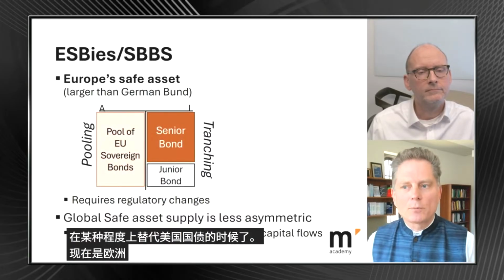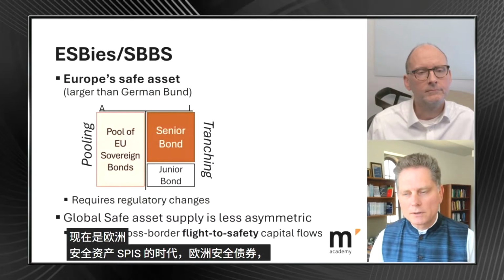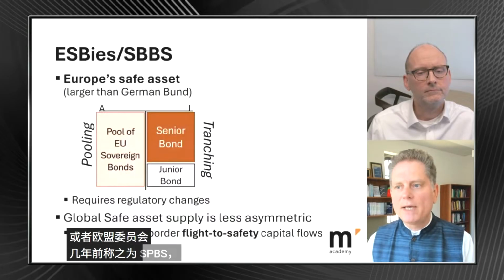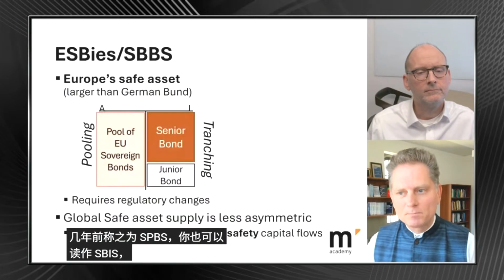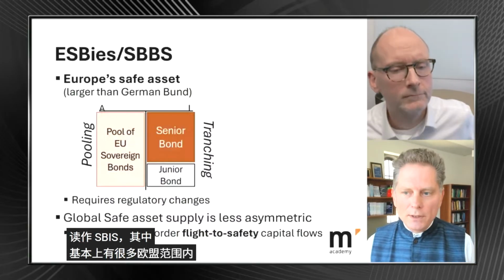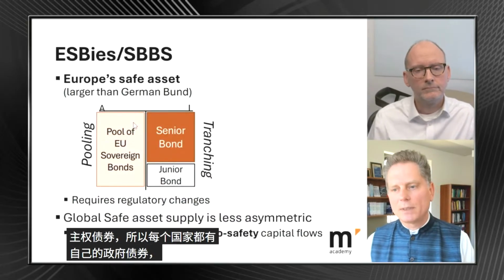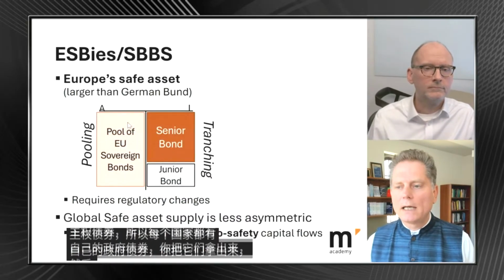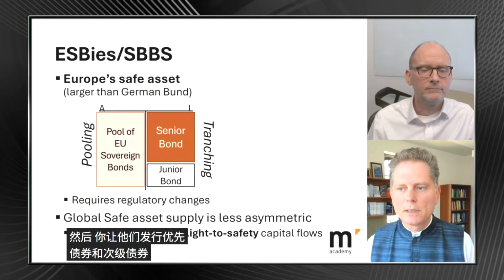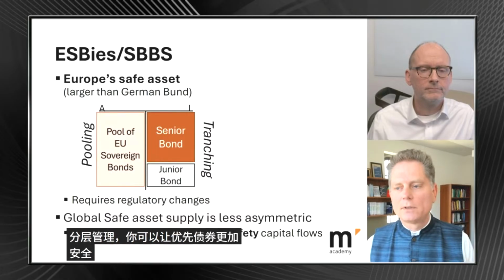And it's a time for the European safe asset, the SBBS, the European Safe Bond, or as the EU Commission called it some years back, the SBBS, where you pool essentially a lot of these EU-wide sovereign bonds. So each country has its own government bond, and you pool them, and then you tranche them to issue a senior bond and a junior bond. And through the tranching, you make the senior bond extra safe.